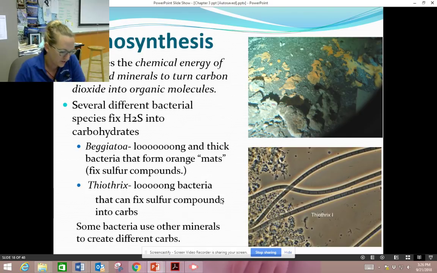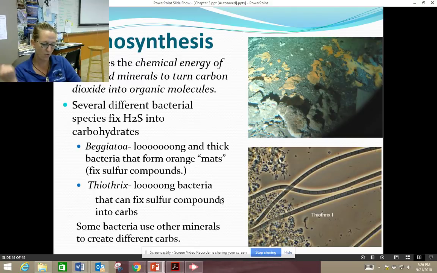I'll read you what's out of the book. It says there are several species of chemosynthetic bacteria, including Beggiatoa and Thiothrix species. Each species uses different chemicals as their energy source and produces different sugars. One common pathway is hydrogen sulfide plus oxygen plus carbon dioxide makes sugar, water, and sulfur. There is not enough understood about chemosynthetic ecosystems to give them one generic formula. They do use different energy sources. The one you're going to need to know is hydrogen sulfide.